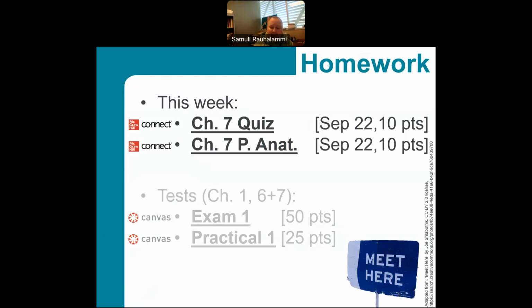At the beginning of next week, I will be providing you thorough information on what to expect with the testing. Those are tests that you'll take online in the Canvas course, and you will be certainly well prepared for them if you are constantly working through your quizzes and practice anatomy weekly homework assignments. They're really the key for those.